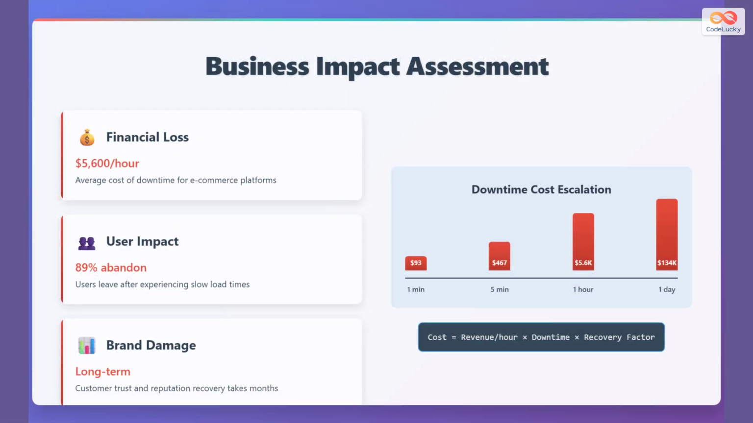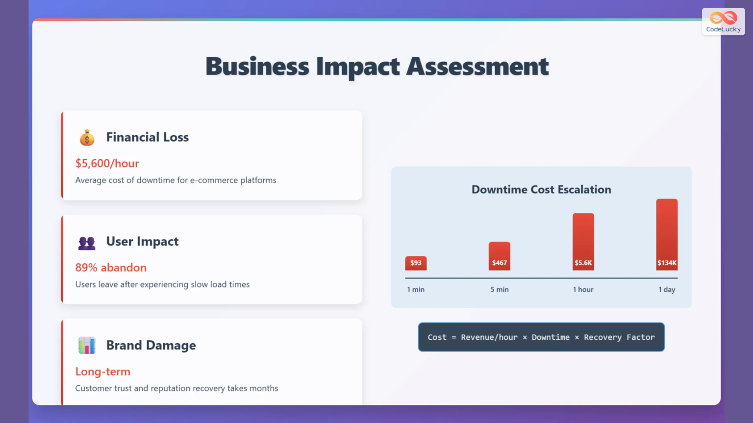It's very important to understand the business impact of distributed denial of service attacks. The financial loss can be significant, with an average cost of downtime for e-commerce platforms being several $1,000s per hour. User impact is also substantial. After experiencing slow load times, a large percentage of users will abandon their session. Brand damage can be long-term, as customer trust and reputation recovery often takes months.